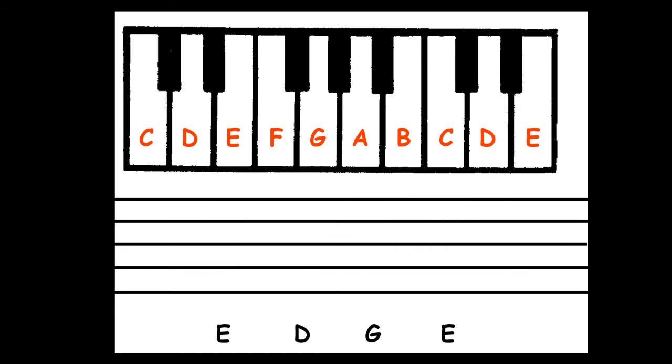The next word is edge. By the way, please remember all of these notes are based upon the treble staff. All right, edge: E, D, because it's a step below the first line, G, and E. And here's where they are. Please note where the D is. It's below the E.